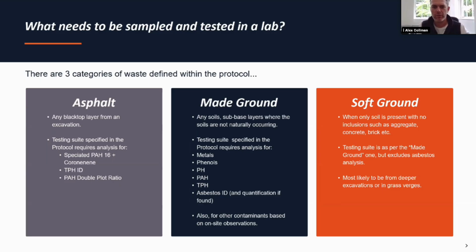Then you have the two soil samples. Essentially they are classed as made ground and soft ground. Made ground would be any soils, sub-base layers, etc., that have anything other than soil in them. So it could be an aggregate, it could be demolition waste, it could be rubbish, who knows what's been put in the ground. And this is where there is a higher chance of contamination being present than in soft ground, which would be predominantly naturally occurring soils.